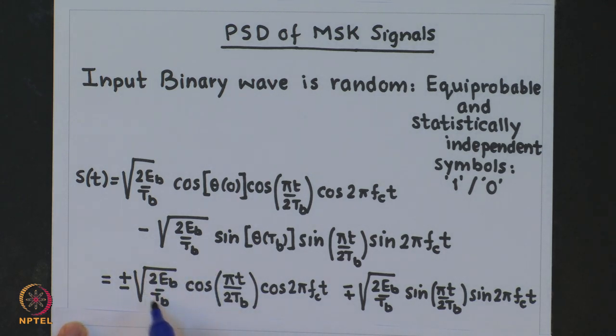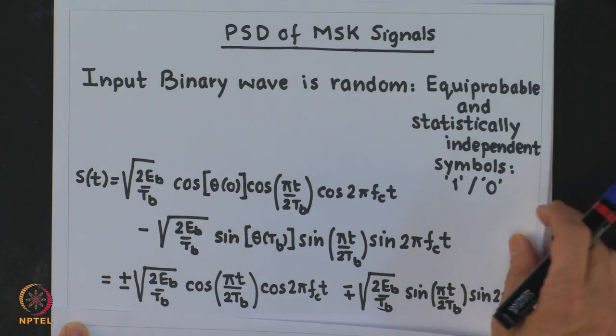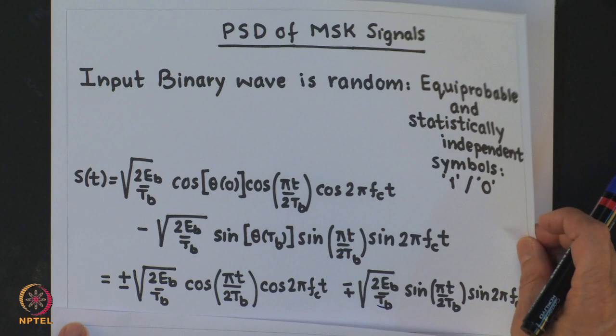So, if we look at the in-phase component, the symbol shaping function PIT becomes this expression out here, and plus minus is decided by the input bit stream. And similarly, for the quadrature component, we will see that the symbol shaping function becomes this half sine wave, and the sign is decided by the input binary stream. So, let us take first the in-phase component.